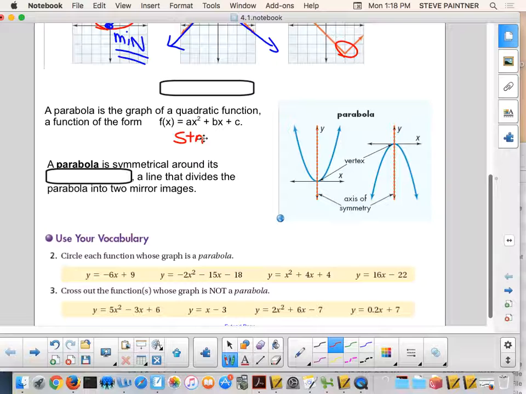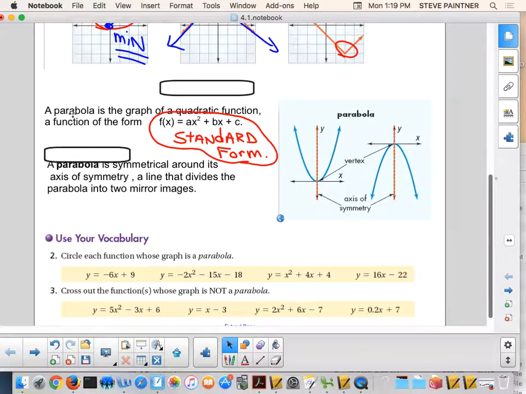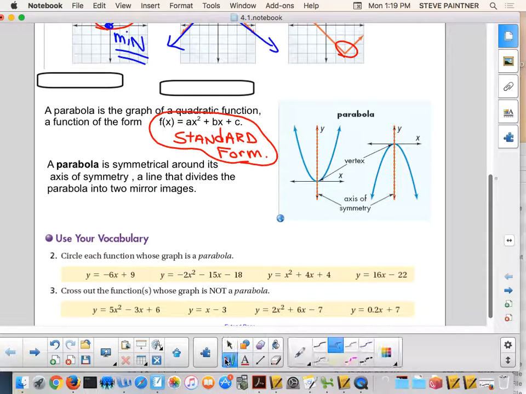This is known as standard form. Standard form of a quadratic equation is right here. And that's actually tomorrow's lesson. Today's lesson is back here. We're doing vertex form. We'll get into this in just a second. A parabola is symmetrical around its blank, a line that divides the parabola into two mirror images. Axis of symmetry. Good job. And there it is, axis of symmetry.